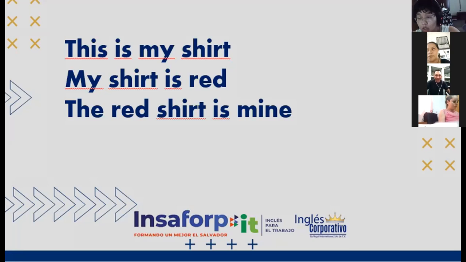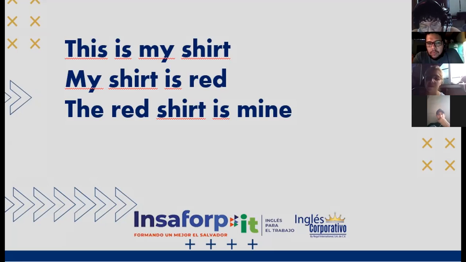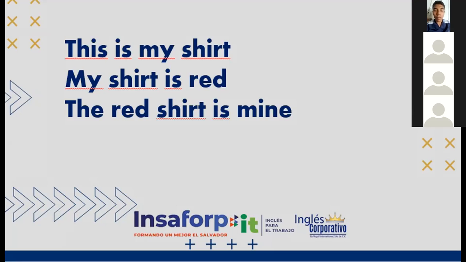All right, now, Marcelo. I am present. This is my shirt. My shirt is black. The black shirt is mine. Excellent. Norma. This is my shirt. My shirt is pink. The pink shirt is mine. Excellent. Blanca. This is my shirt. My shirt is black. The black shirt is mine. All right, Jonathan. This is my shirt. My shirt is dark blue. The dark blue shirt is mine. Very good.